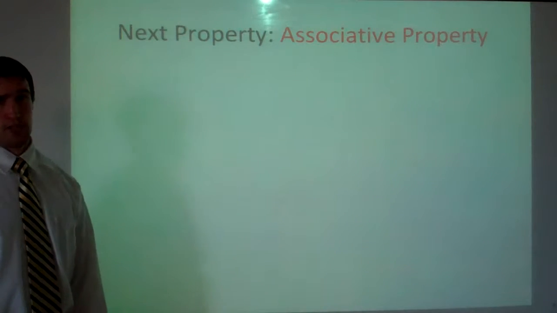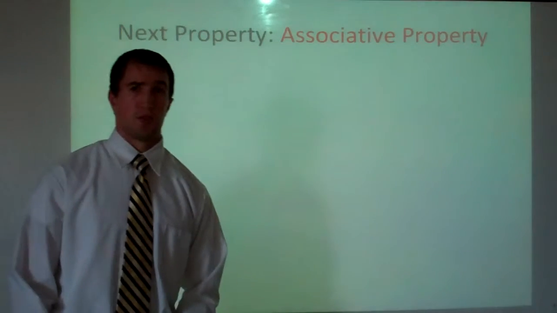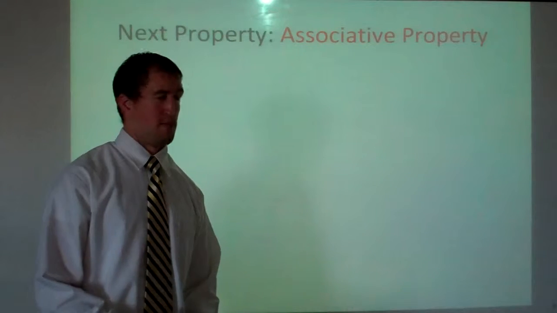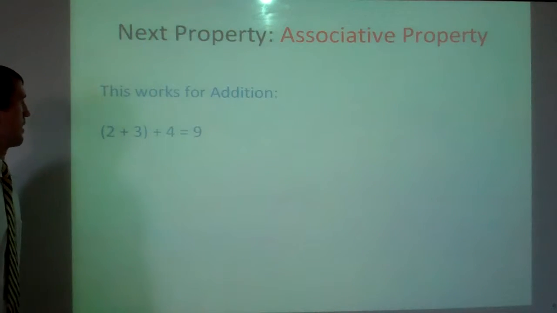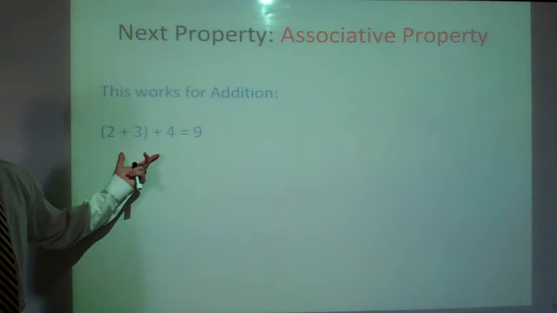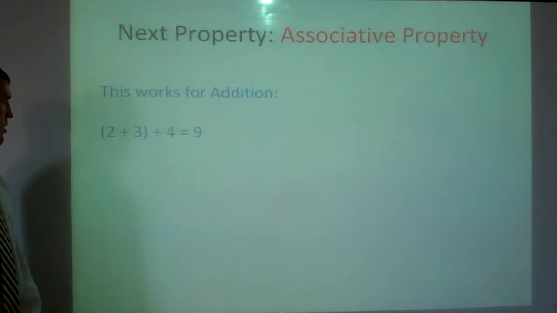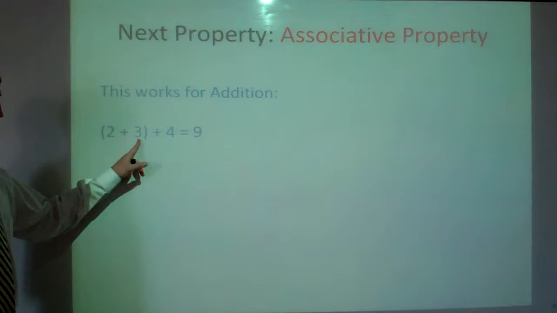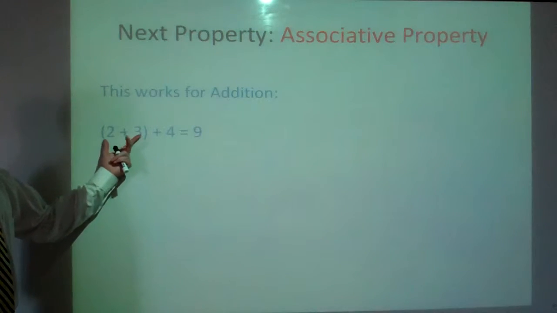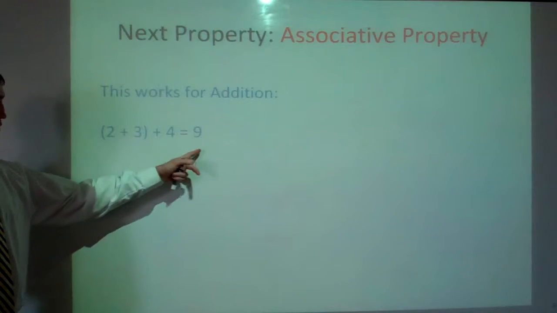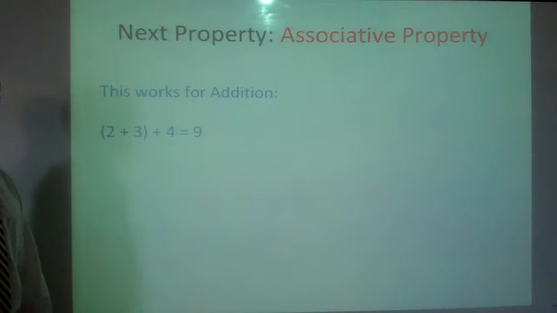Alright, next, the associative property. Often confused with the commutative property. We're going to go over why it's different. Whenever we see parentheses, we know that we have to do whatever's inside the parentheses first. So, in this case, we have 2 plus 3 inside, so we got to add those first. That's a 5. 5 plus 4 will give us 9. So this is a true statement.